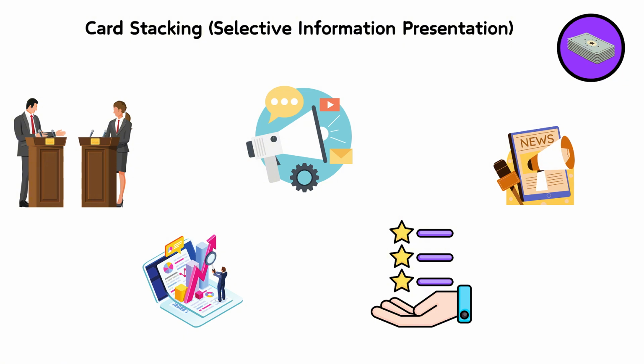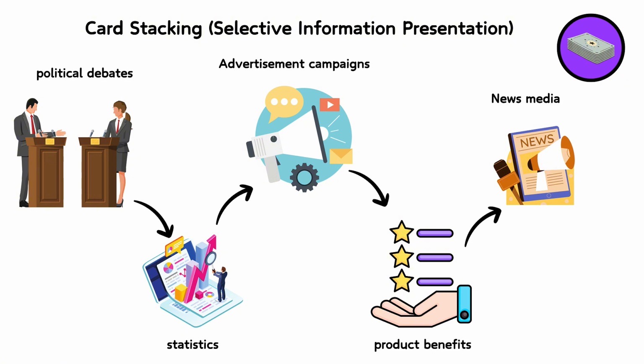Modern examples appear in political debates, where speakers cherry-pick statistics that support their position while ignoring contradictory data. Advertisement campaigns frequently use this technique by highlighting specific product benefits while minimizing or omitting drawbacks. News media might emphasize certain aspects of a story while downplaying others to shape public perception.